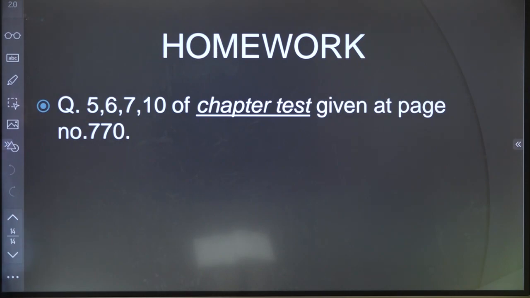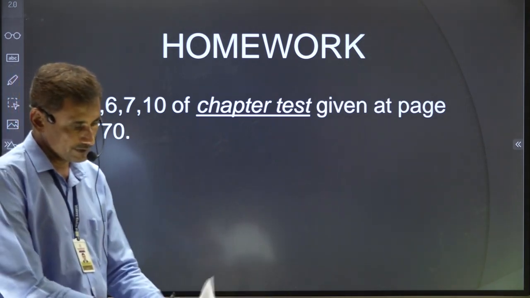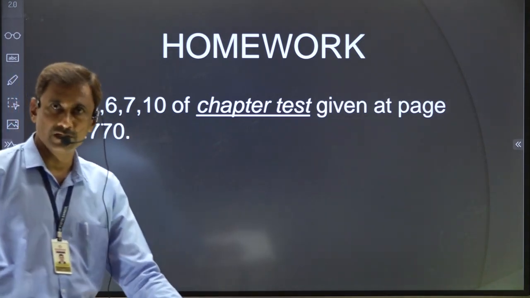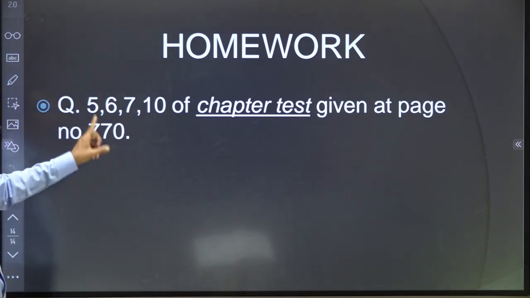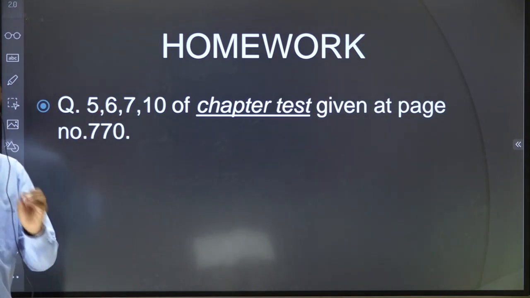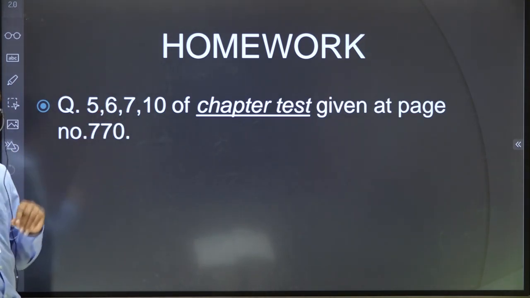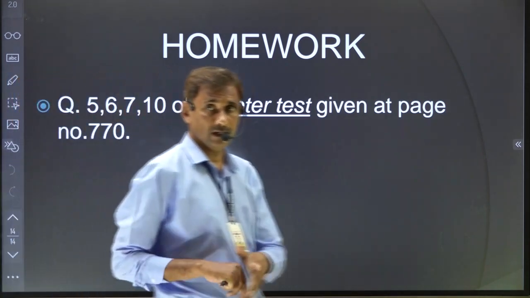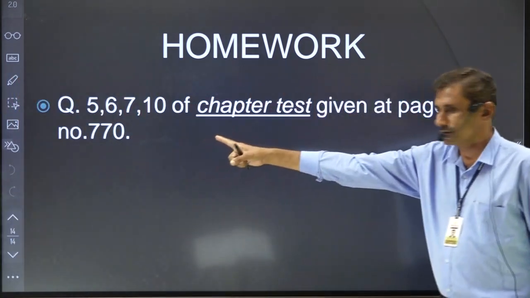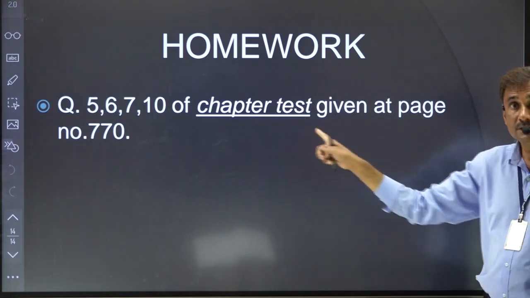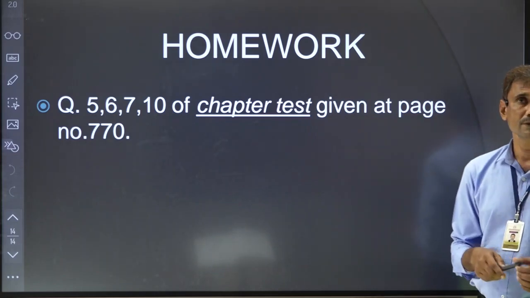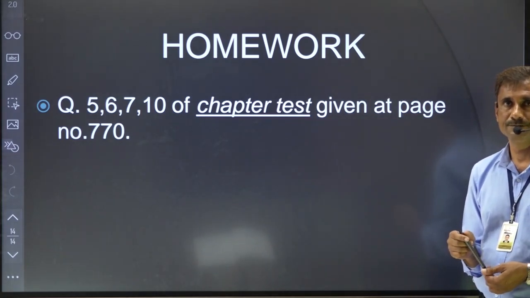Okay, now these are homeworks: 5, 6, 7, 10 of chapter test. Chapter test is given at the end. You can see on page number 770. 5, 6, 7, sorry, 5, 6, 7, 10. They are related to quadrilateral. I have selected according to quadrilateral, not according to triangle. So page number also I have given. So now again take those numbers, otherwise take a screenshot of this. Okay, so you remember it.